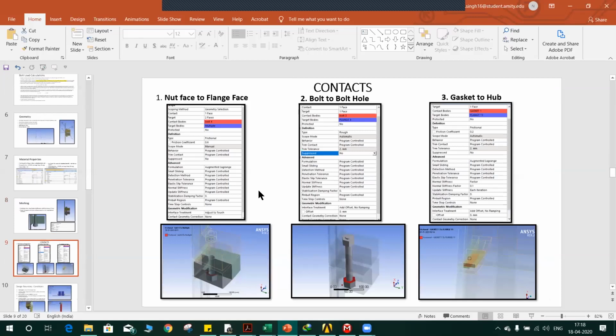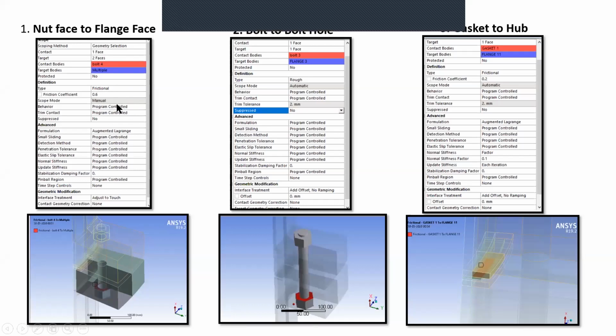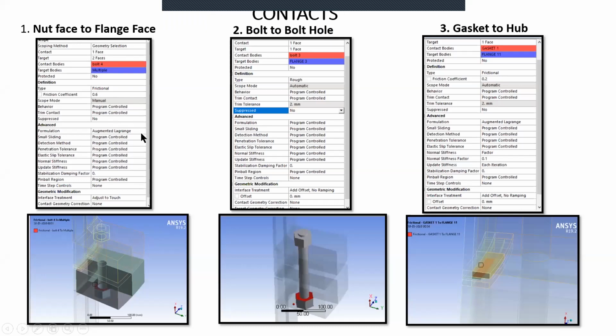So the contacts I defined, you can see the first contact is nut face to the flange face. For the nut face to the flange face, I have taken the frictional contact with a friction coefficient of 0.6. The rest of the settings I have taken program control, and formulation I have used as augmented Lagrange. Then bolt to bolt hole contact I have taken as rough. And for the gasket to hub, I have taken frictional with a friction coefficient of 0.2. This friction coefficient I have taken for stainless steel to steel gasket.